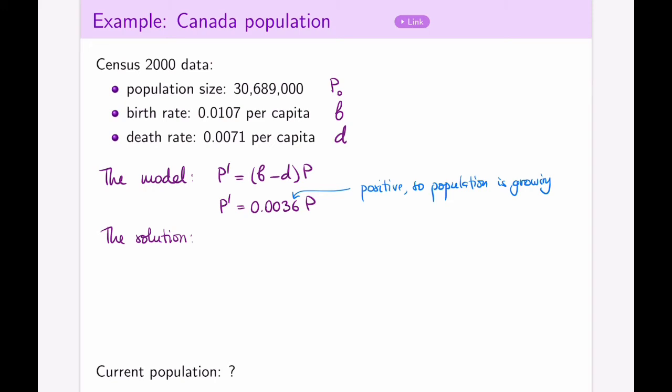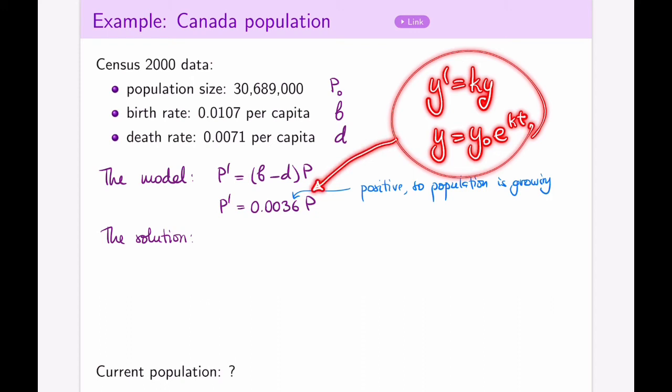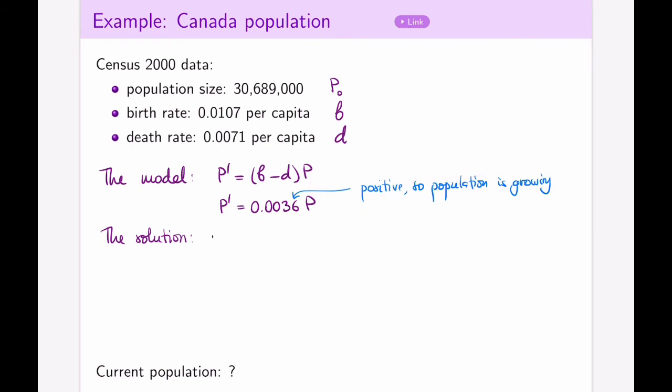Y prime equals ky, remember, meant that the solution was y naught e to the power kt. And so in a very similar manner, I will just match this equation to the corresponding solution in this format. So that would mean that the population size is equal to P naught e to the power of the constant, so 0.0036 times t. Notice that this constant has now traveled into the exponent as k did on the previous slide from that equation.